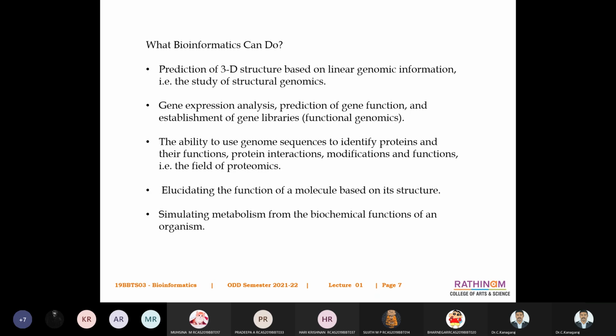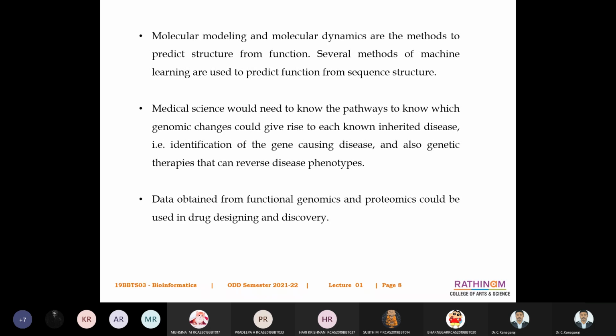And gene expression analysis is functional genomics. Then genome sequences, protein interaction, and protein modification are called proteomic studies. Then functional molecules based on structure, then metabolism and the biochemical functions of the organism. Molecular modeling and molecular dynamics are methods of predicting structure and function. It is a machine learning process.